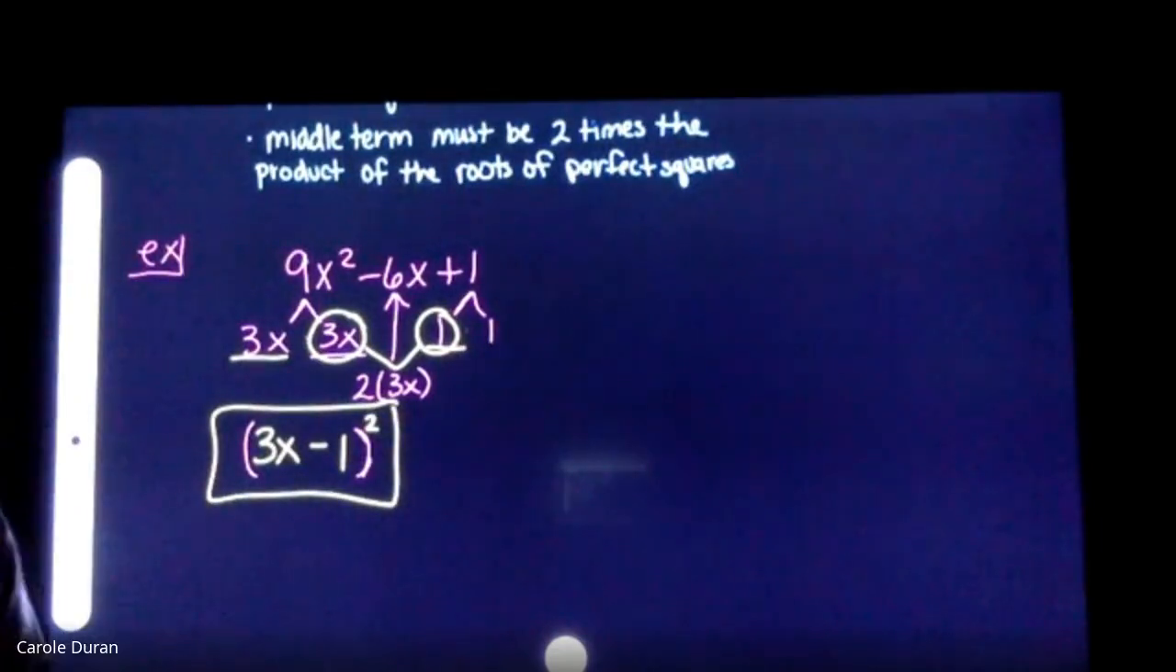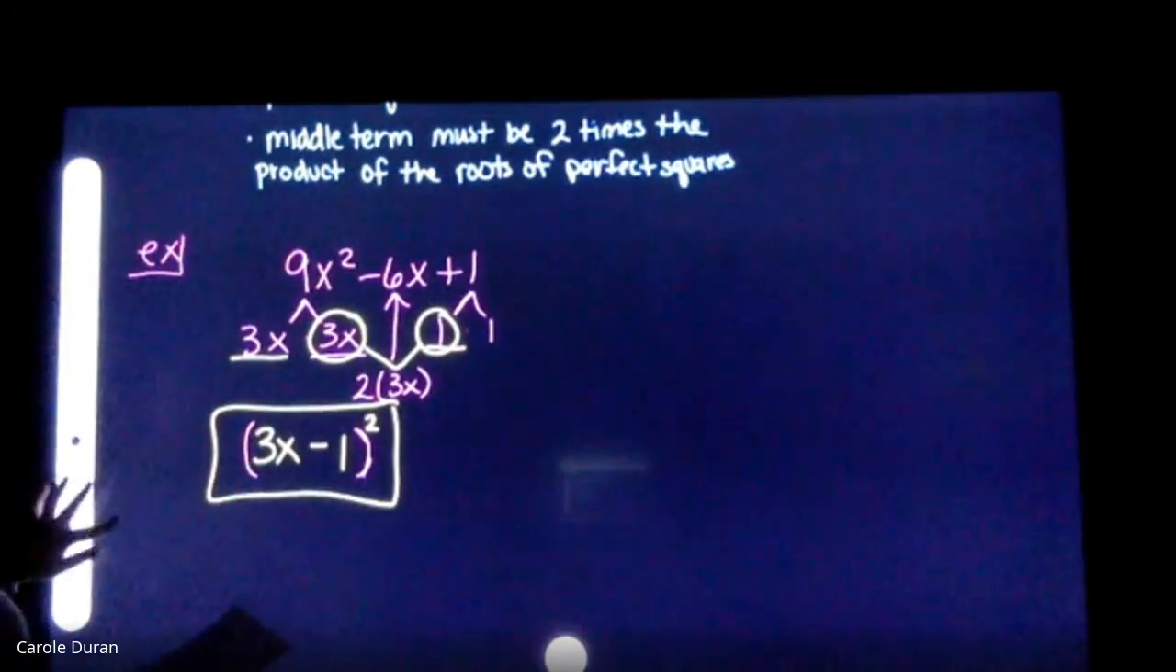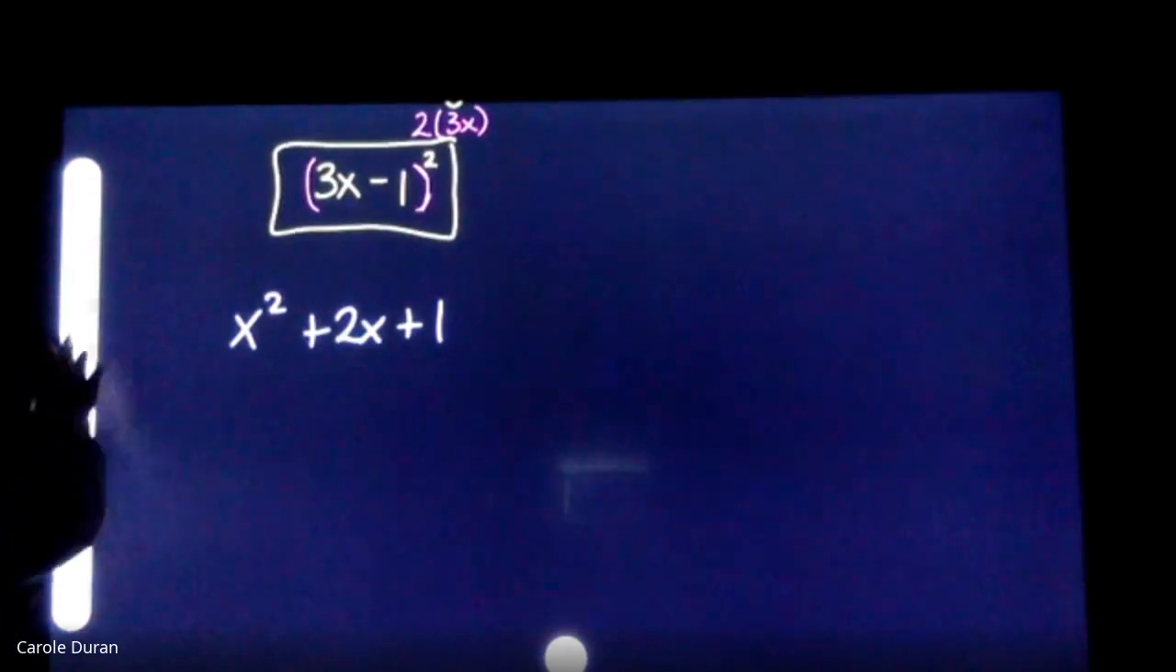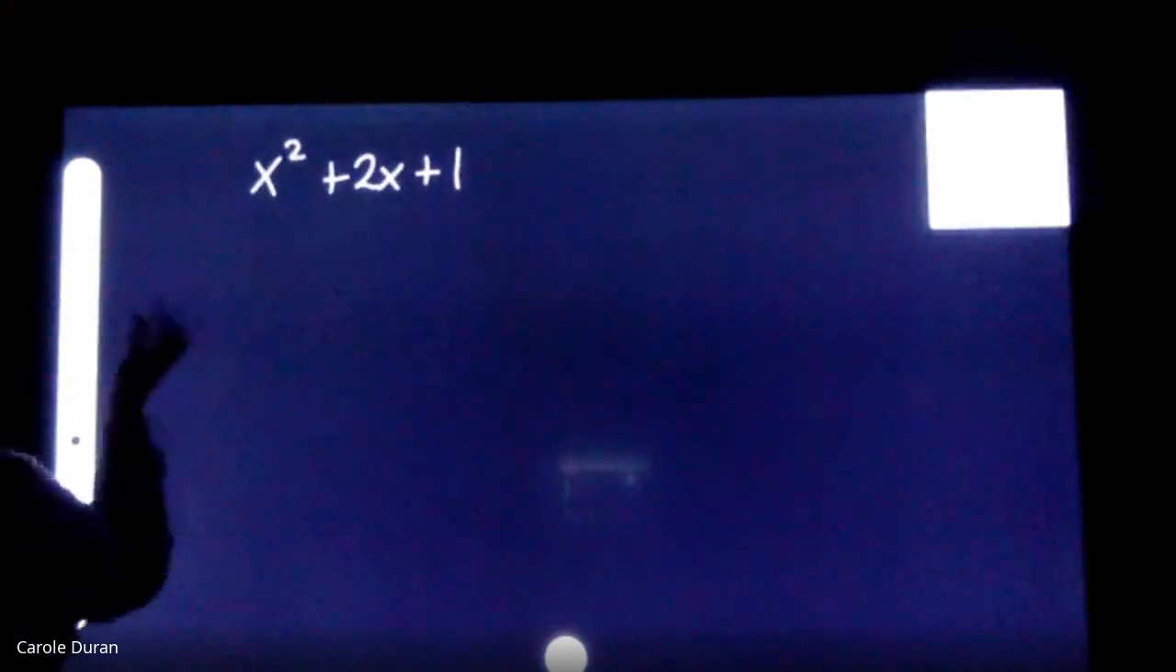You're welcome. We're going to go ahead and do another one. Actually, we're going to do several because you can never have too much practice. So the next one that we should do is x squared plus 2x plus 1. Just like before, we need to ensure that this is in fact a perfect square trinomial. I know it's a trinomial because it has 3 terms.